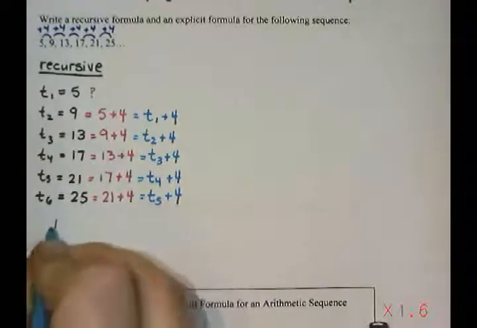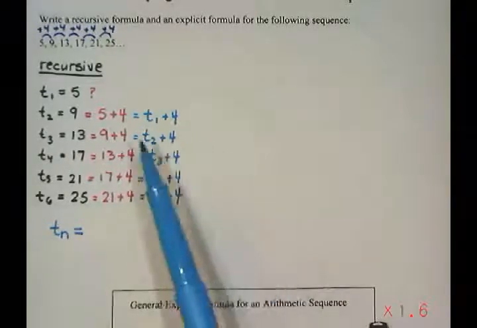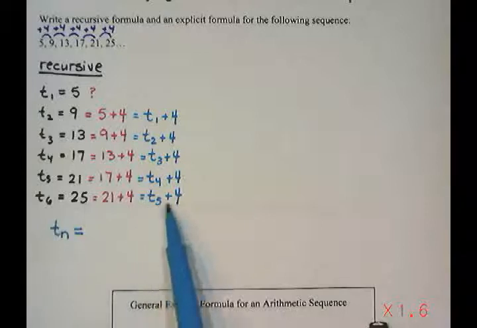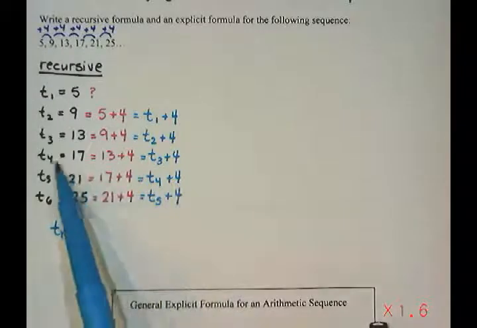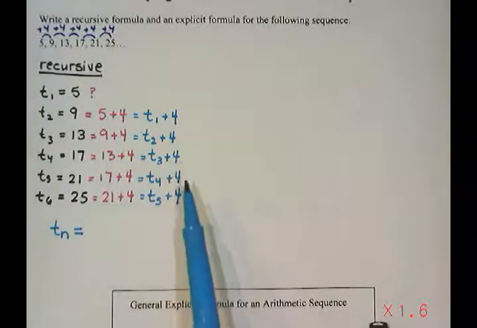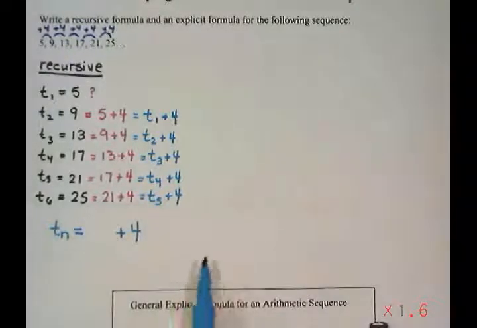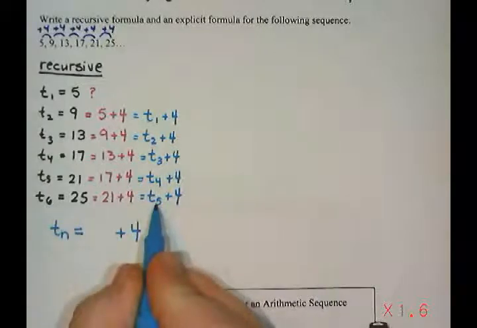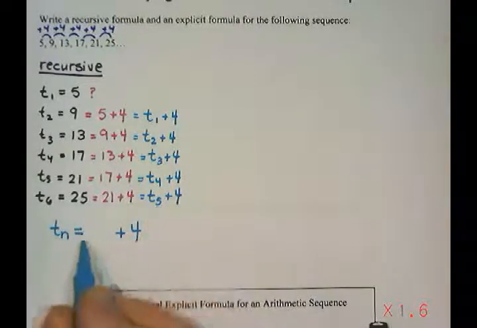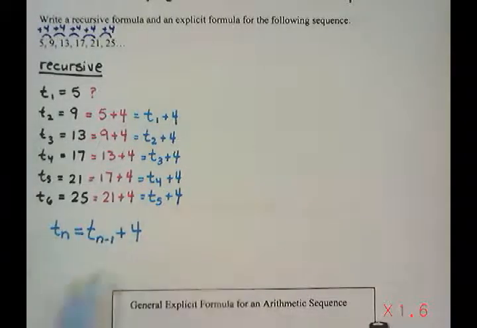So if I was looking for the nth term, how would I find the nth term? Well, I know that term 6 was term 5 plus 4, and term 5 was term 4 plus 4, and term 4 is term 3 plus 4. So I notice that every time I am definitely adding 4, and I'm always adding 4 to the number that came before the term that I want. So if I had term 6, I took 1 away from 6 to get 5. So if I have n, the term that came before n would be term n minus 1.